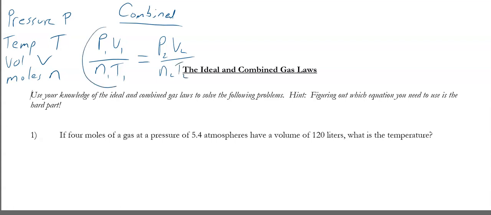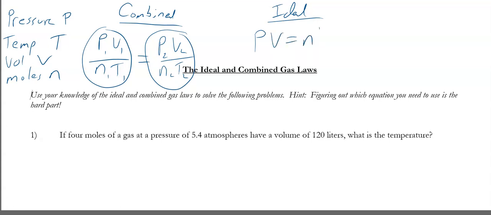So the initial conditions of the gas will always be equal to the final conditions of the gas. And remember, when you learned about the combined gas law, you learned about direct and inverse relationships between these different variables. Now, the ideal gas law is just a rearrangement of this equation, PV equals nRT. And in this equation, the R is the ideal gas constant.